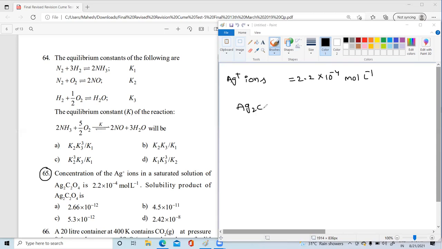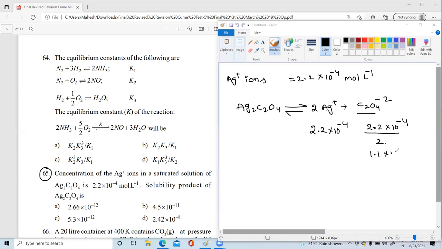As we know very well, Ag2C2O4, silver oxalate, will be in equilibrium with 2 moles of Ag plus and C2O4 2 minus. So how much total concentration have they given, students? The total concentration is 2.2 into 10 to the power of minus 4. Then C2O4 is only 1 mole, half of this. That means the 2 moles concentration is this much, so the 1 mole concentration is divided by 2. On doing this, we get 1.1 into 10 to the power of minus 4. This is the concentration of C2O4 2 minus.